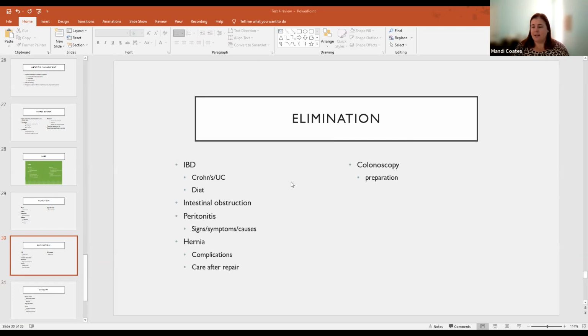Intestinal obstructions, what kind of signs and symptoms are you going to see? Same with peritonitis, what can cause those things? Hernias, and we're looking at complications and care after the repair. And then colonoscopies, getting them ready for colonoscopy.